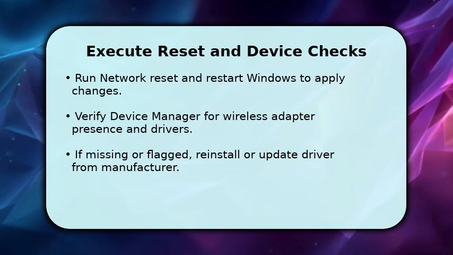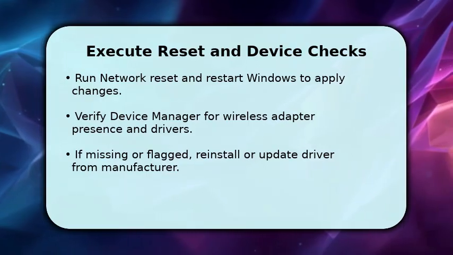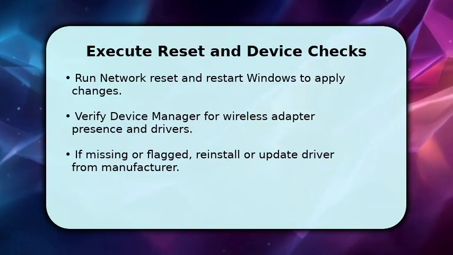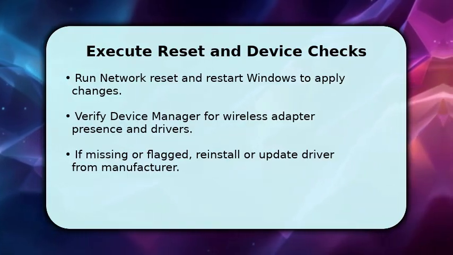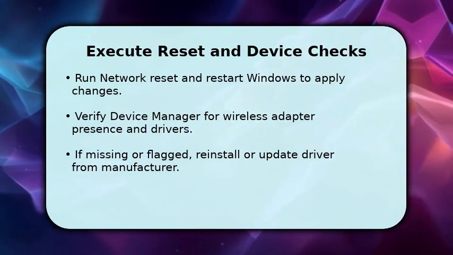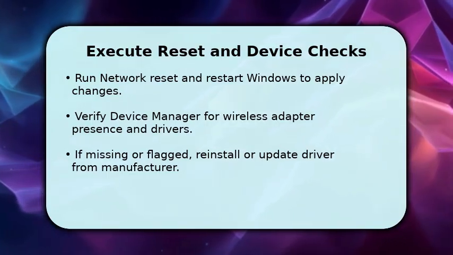Select Network Reset and confirm. Windows will remove and reinstall adapters, then reboot automatically. After the restart, make sure to check Device Manager for the wireless adapter. If it's missing or shows an error, that explains the no internet state.